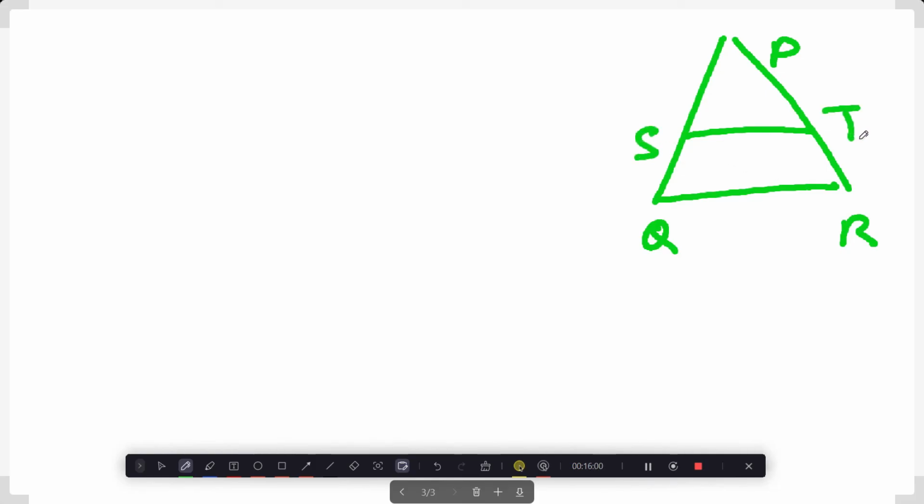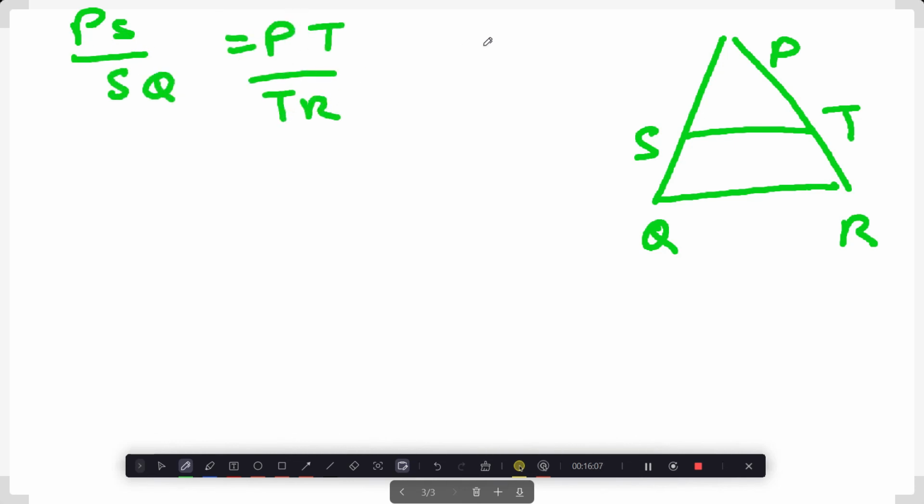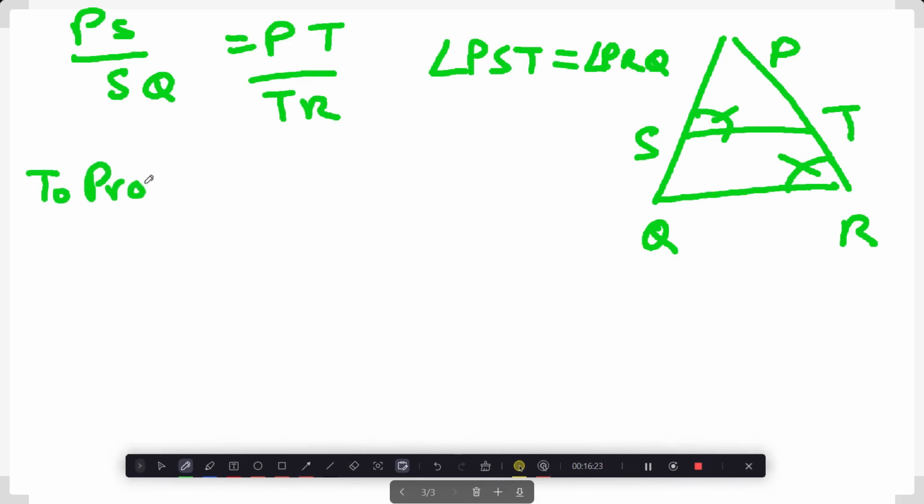Okay. The question is, it's given that PS by SQ is equal to PT by PR, and angle PST is equal to angle PRQ. That means this angle and this angle are equal. Right? That's what's given. To prove: triangle PQR is isosceles. Isosceles means any two angles are equal, right?